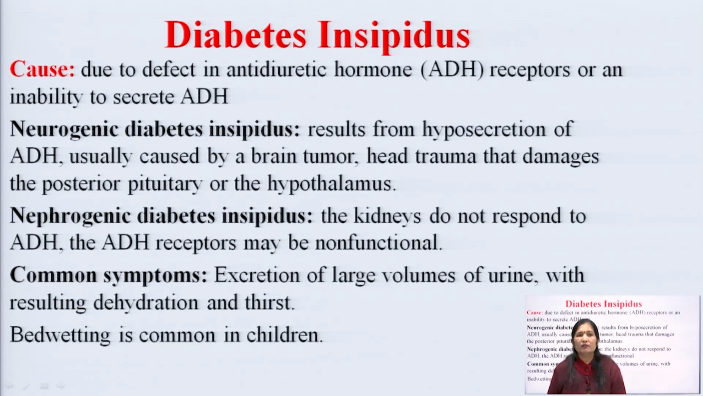Diabetes insipidus occurs when there is a defect in the ADH, antidiuretic hormone, receptors or inability to secrete antidiuretic hormone. It can be neurogenic and nephrogenic. So, there will be excess secretion of urine. A large volume of urine will be secreted and so it will result in dehydration and thirst. So, bedwetting is common in case of diabetes insipidus. So, diabetes insipidus occurs when there is a defect in the antidiuretic hormone action or in its receptors.